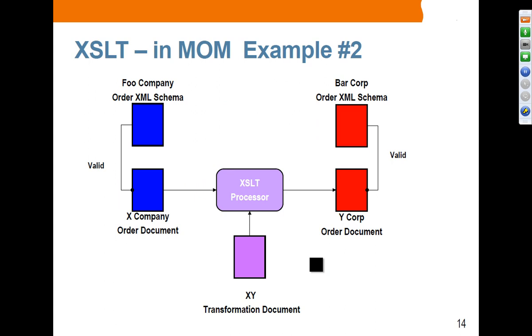This is the MOM example, XSLT in MOM example number 2. Okay. So your organization might actually receive order documents from many different companies, subsidiaries or partners, right? And let's say they are partners, and each partner might use a different format. So when you receive order documents from different partners, you want to convert those order documents into the format that you want in your organization. Okay, so that's another example where XSLT could be used.